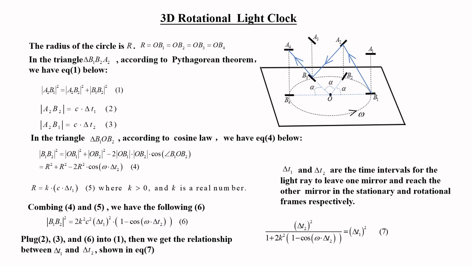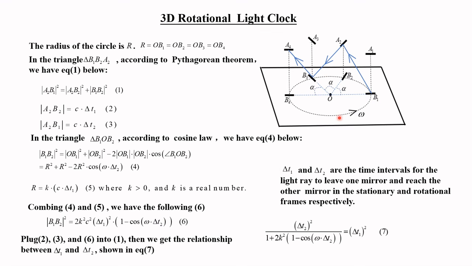This slide shows how the three-dimensional rotational light clock works. If the clock is at a stationary state, initially the photon is at B1, and the next step it will go up to hit the position A1 and then go down to hit the position B1, and then A1, B1, A1, B1. This kind of pattern constructs a stationary light clock.